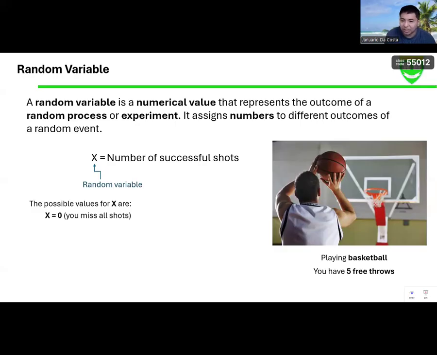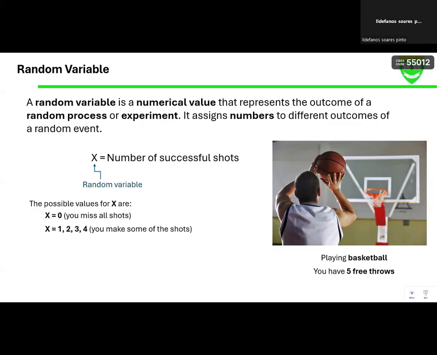When your x is 0, that means you don't make any shots. So that's x equals 0. Is that the only possibility? What is the other possibility? It can either be 1, 2, 3, or 4. You make some of the shots. Or another possibility is you can just have x equals 5, meaning you make all the 5 shots.